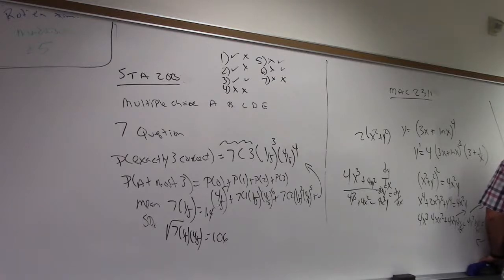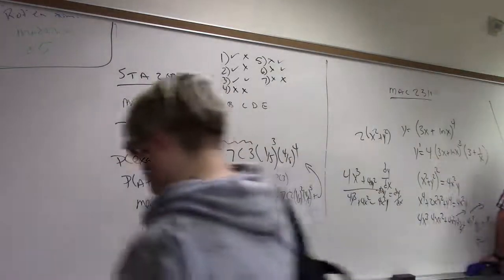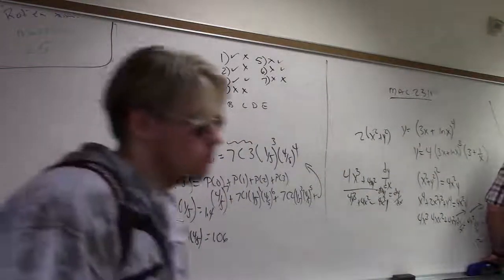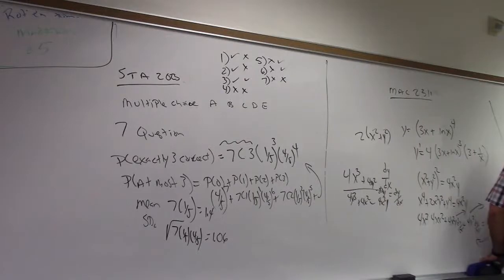You cannot do both at the same time. You got to do the derivative of this times this, and then it's the derivative of this times that. Does that make sense?